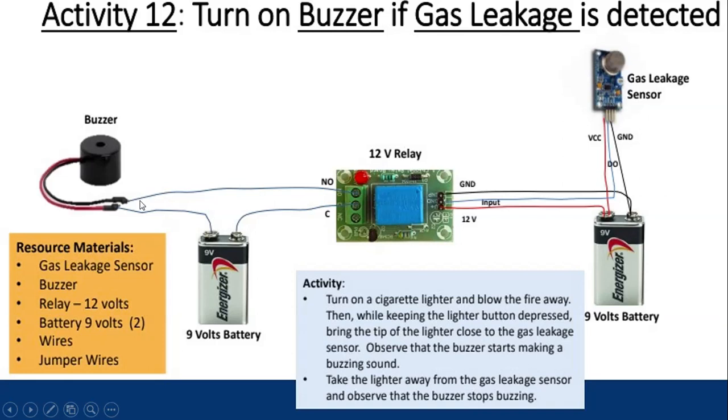Then the normally closed terminal is connected to the buzzer, another terminal of the buzzer is connected to the positive terminal of the battery, and the negative terminal of the battery is connected to the common terminal of the relay. Turn on the cigarette lighter and blow the fire away. Then while keeping the light button pressed, bring the tip of the lighter close to the gas leakage sensor. Observe that the buzzer makes a buzzing sound. Then take the lighter away from the gas leakage sensor and observe that the buzzer stops buzzing. So this is the way to detect gas leakage.